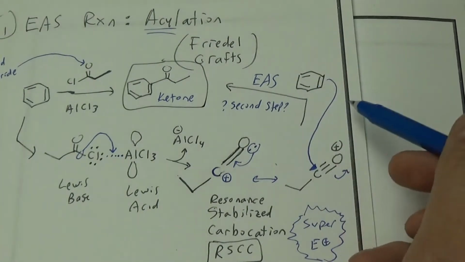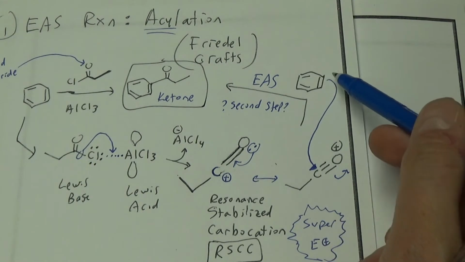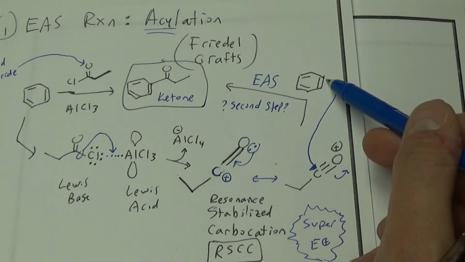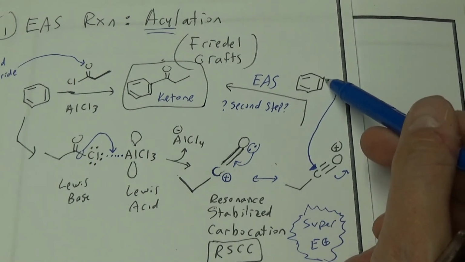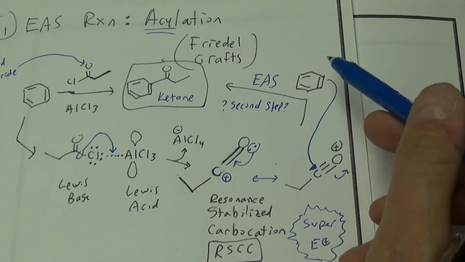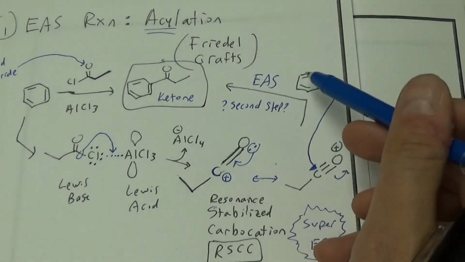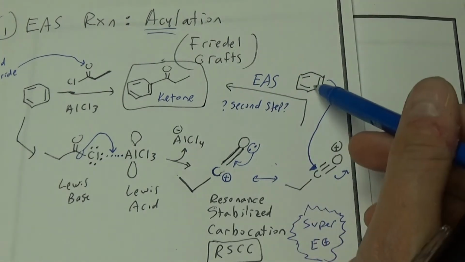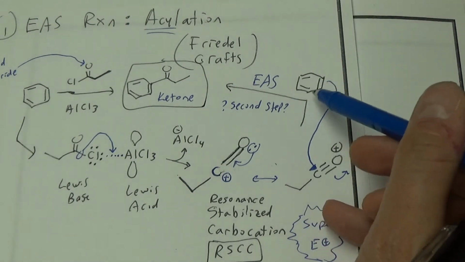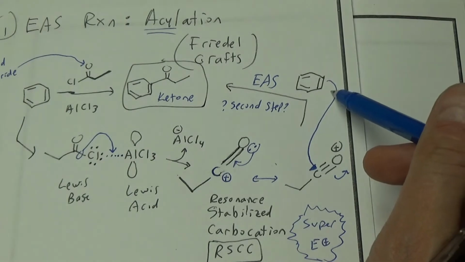The second step, of course, after the benzene attacks, the benzene becomes a carbocation. Technically, that's an RSCC too. It's a resonance stabilized carbocation. But if I was asking you for the mechanism of this, you would need to draw that second step also. And if you need guidance, look at the last couple of problems or reactions. We've talked about this a bunch of times.